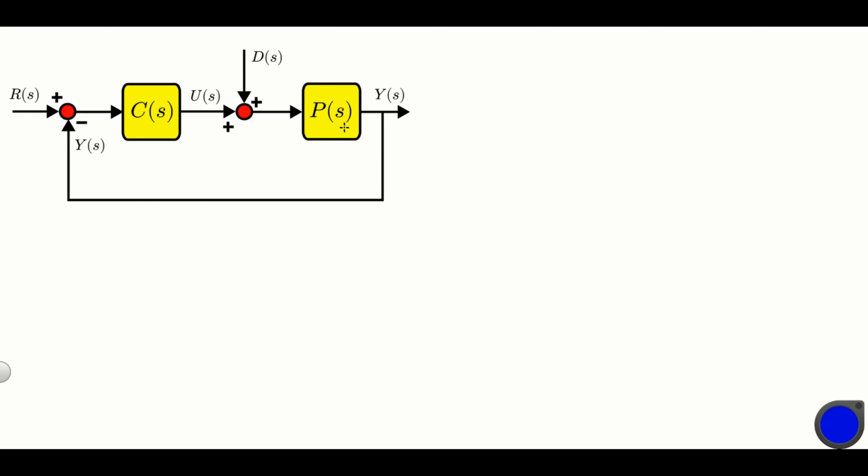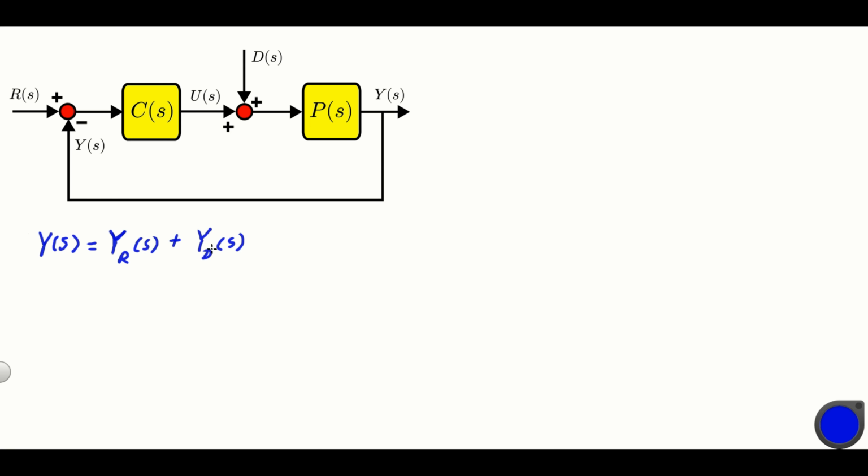Next, we solve this problem by using the second approach. The second approach relies on the superposition principle. Let's explain the superposition principle. By using the superposition principle, we can express y of s as the sum of y_r of s plus y_d of s.